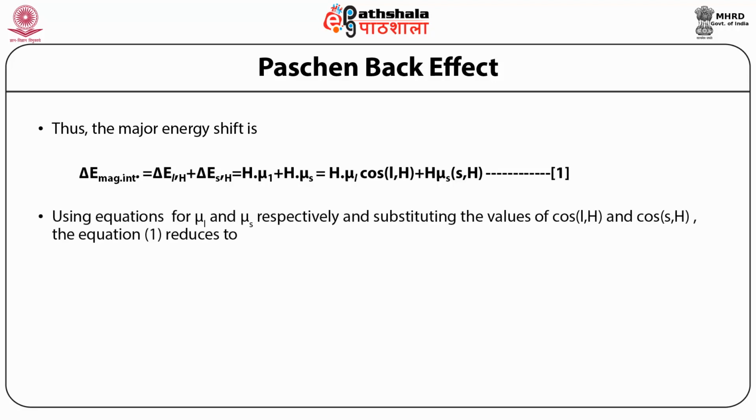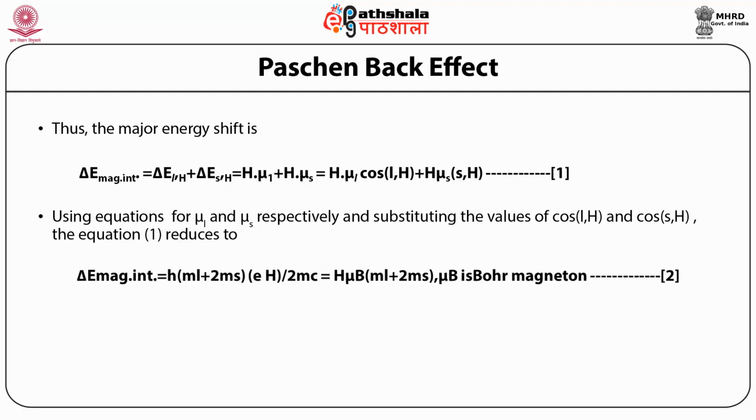Using equations for μ_L and μ_S respectively and substituting the values of cos LB and cos SB, the equation is reduced to ΔE due to magnetic energy = B(m_l + 2m_s)eħ/2mc = Bμ_B(m_l + 2m_s). μ_B is the Bohr magneton. In terms of wave numbers, −ΔT = (m_l + 2m_s)L.